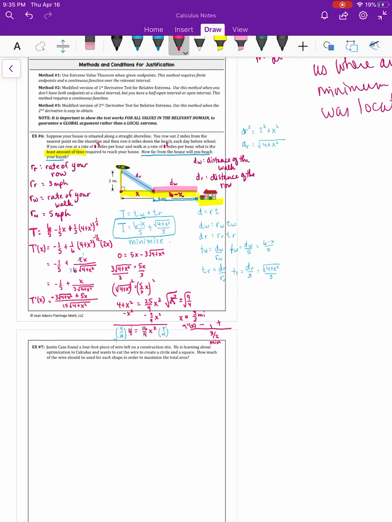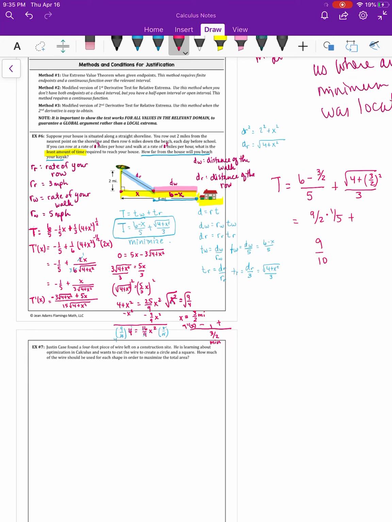And so now let's go back. It says, what is the least amount of time, okay? The least amount of time required to reach your house. Well, I just found my x, and I'm going to redo my time equation now. My time equation was (6 minus, and then I'm going to put my x in) all over 5, plus the square root of (4 plus, I'm going to put my x in, squared) over 3.